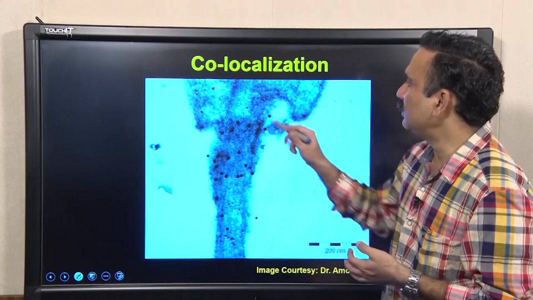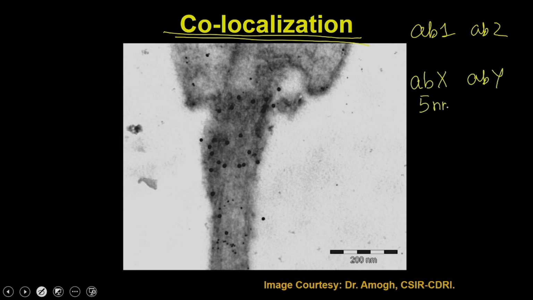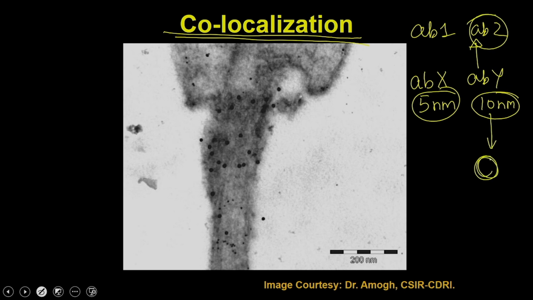So, in this case also you can do that kind of experiment, where you take antibody 1 and antibody 2, and similarly secondary antibodies like X and Y. For X you can take the 5 nanometer gold labeled, and in this case you can take the 10 nanometer gold. So, wherever AB2 is present, it is going to give you a circle of 10 nanometer. Wherever AB1 is present, it is going to give you a circle of 5 nanometer.